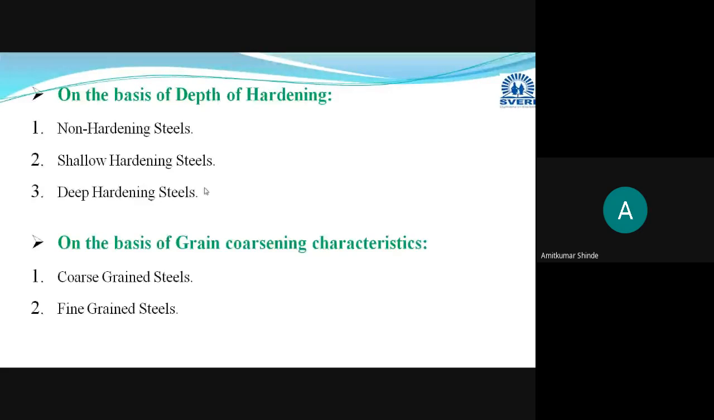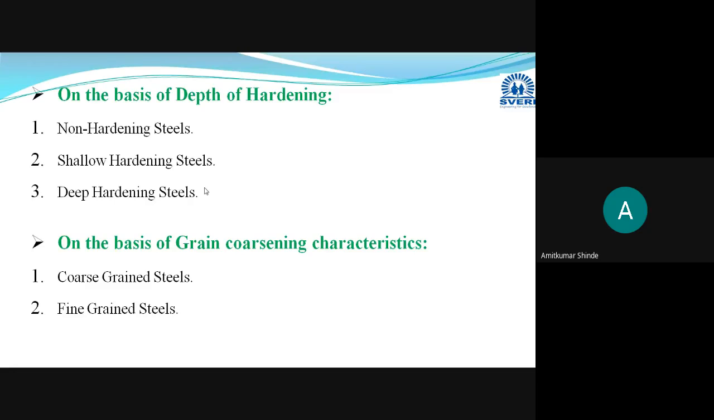Some alloy steels also come under the category of shallow hardening steels. It means medium carbon steels with the addition of some alloying elements are also considered shallow hardening steels only. So these are the three different types of steels depending on the depth of hardening.